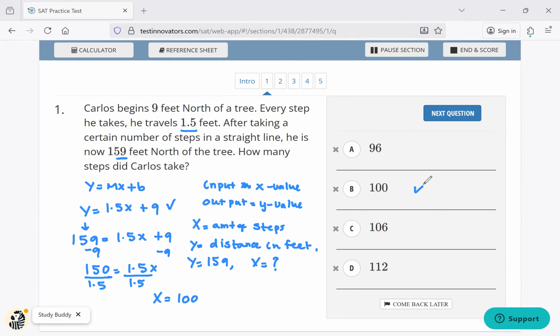So when you're doing linear equation word problems in the SAT, figure out the equation, label your variables, and figure out what they want. Do they want the input, the x value, or do they want the output? That's pretty much it. So it's 100.